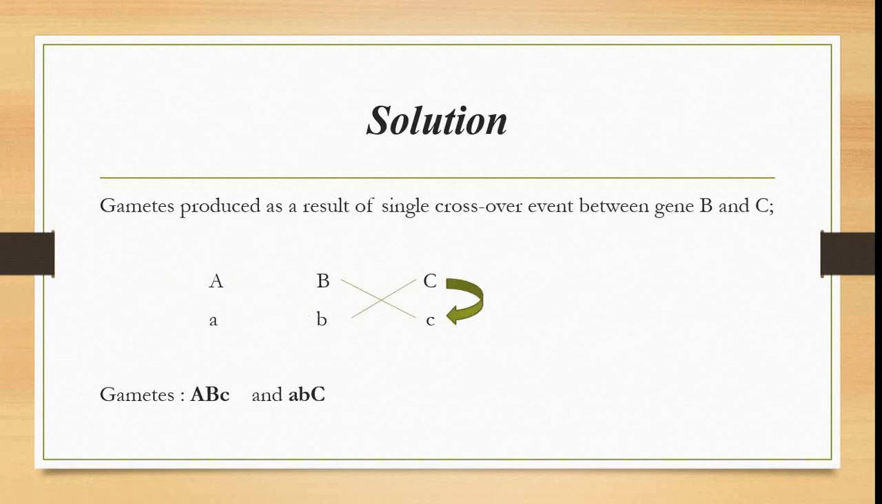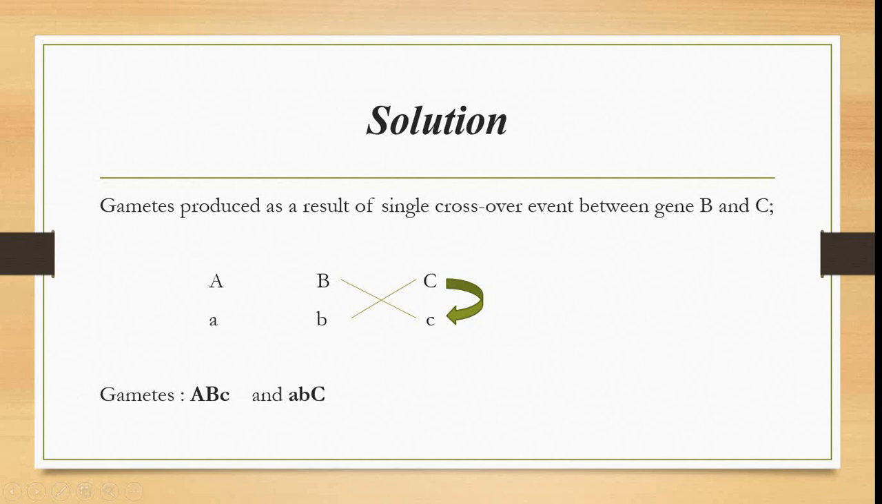The same thing applies here: the gametes produced as a result of a single crossover event between gene B and C. This time it's between the B and the C, so that is why we have the cross between the B and the C. And so the crossing over occurs at the extreme.